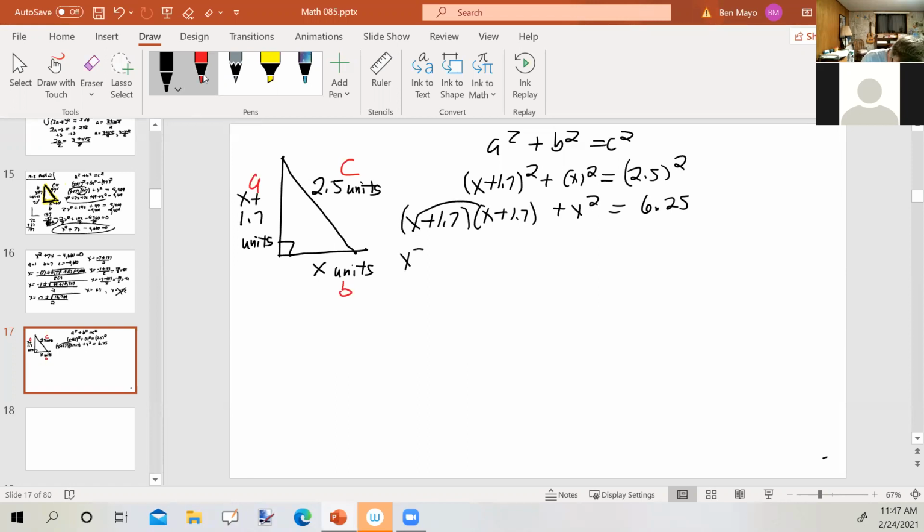Foiling, I get x squared plus 1.7x plus 1.7x plus, 1.7 squared is, oops, it helps if you turn your calculator on before you put the numbers in, 2.89 equals 6.25. Combining like terms, oops, I forgot this other x squared here.